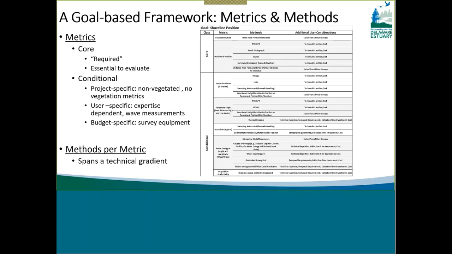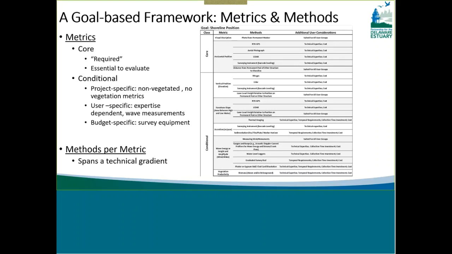So some living shorelines, a lot of them, are going to have vegetation components. Well, if you're doing a living shoreline that actually doesn't, you probably don't need to put any metrics in that look at vegetation components, right? But some could also be user specific. There might be certain types of metrics that are just by nature of what they are tough to do, like wave energy, height or amplitude. Those can be a little tougher, and maybe as a user you don't feel that you have the expertise or the way to do that.